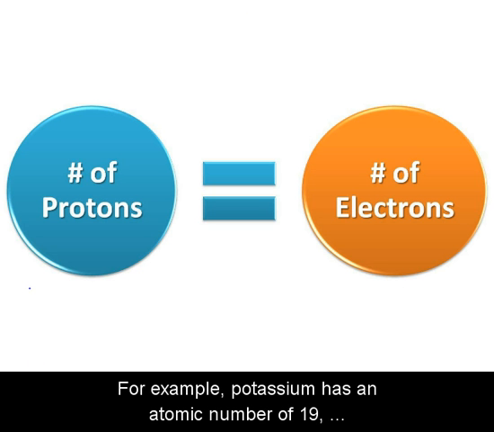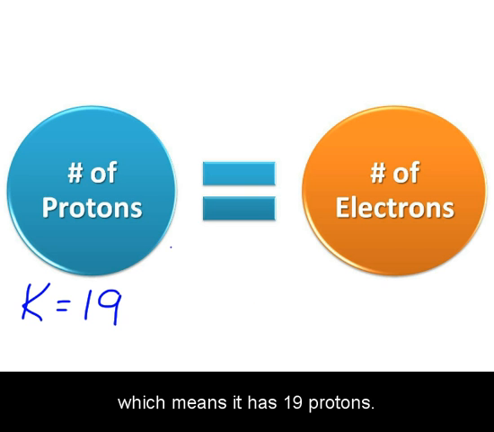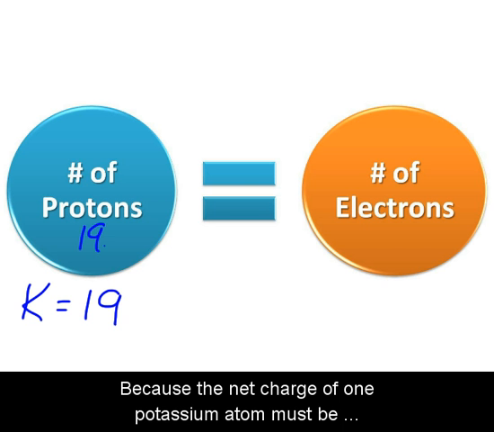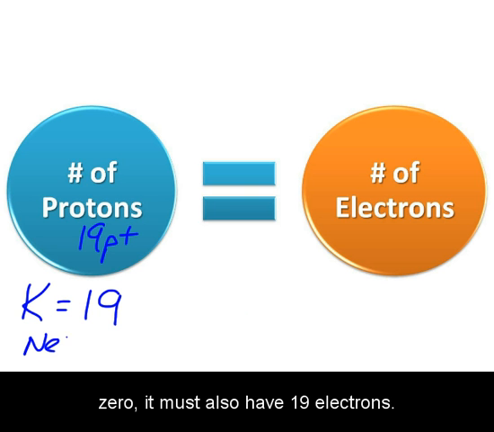For example, potassium has an atomic number of 19, which means it has 19 protons. Because the net charge of one potassium atom must be 0, it must also have 19 electrons.